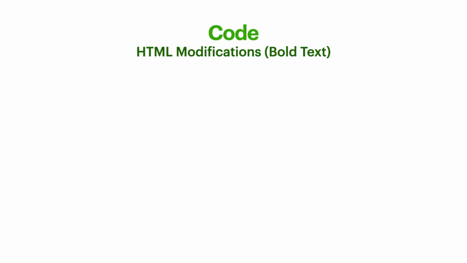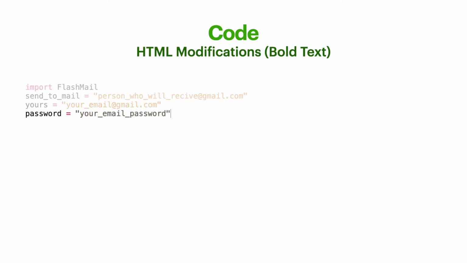Okay, so let's get started looking at an HTML example where we make some text in our email bold. The first step, as always, is to import FlashMail. Then we'll create our send-to-mail variable once again. We'll create our variable for our email, password, subject, then we'll create our message variable.